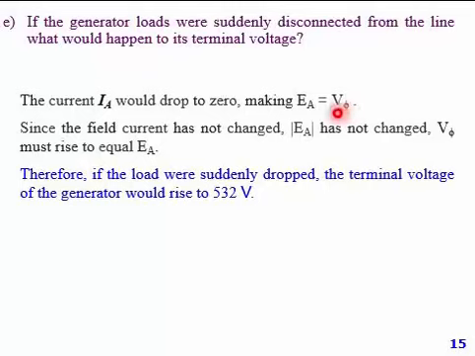We also discussed this in detail in the previous lecture, that EA would be equal to V phi if there is no load or no current. Since the field current has not changed, the magnitude of EA has not changed. V phi must rise to equal EA. Therefore, if the load were suddenly dropped, the terminal voltage of the generator would rise to 532 volts.